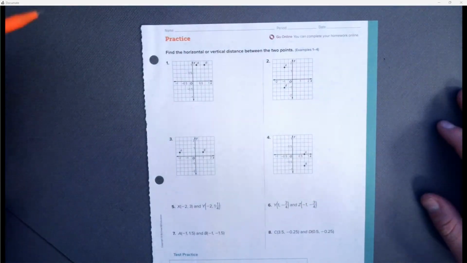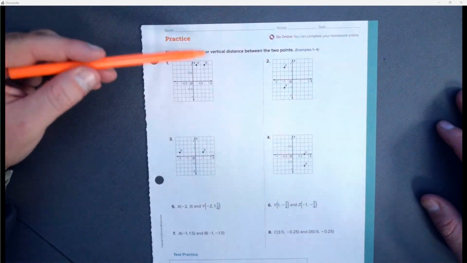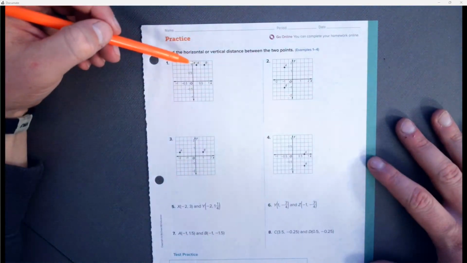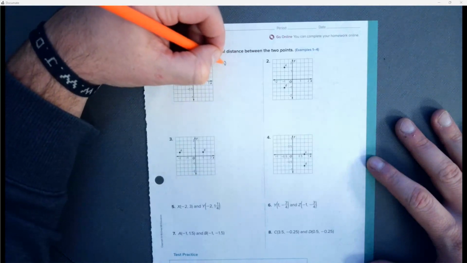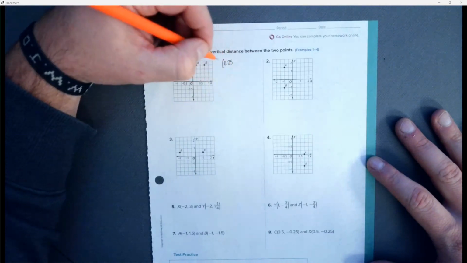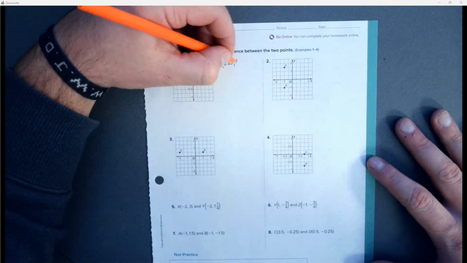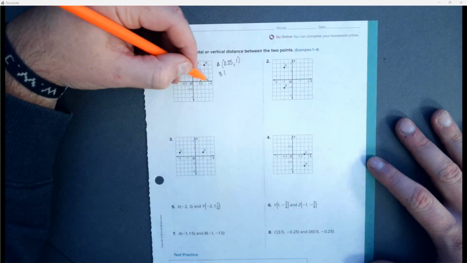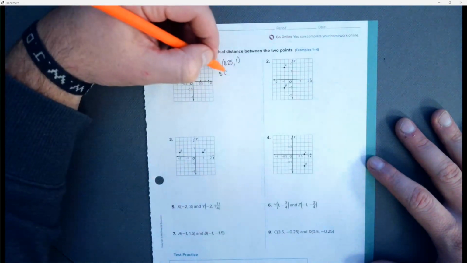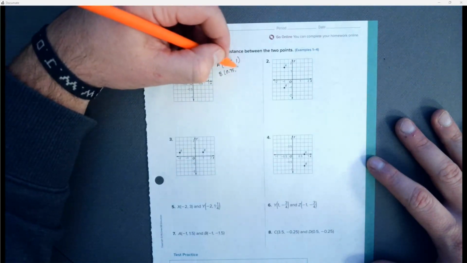Question 1 wants us to find the horizontal distance of point A and point B, and they are in the same quadrant. Point A is at the spot between 0 and 0.5, so we know that is 0.25 or 1/4. And for the y, it is at 1. B is located between 0.5 and 1. So we know that'll be 0.75, and it is also at 1 for the y.